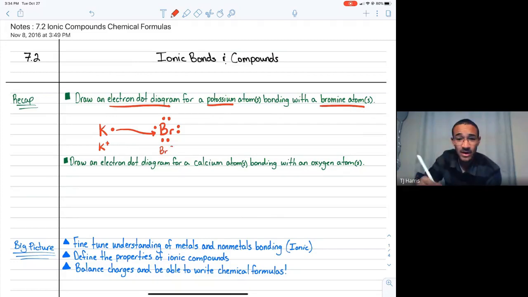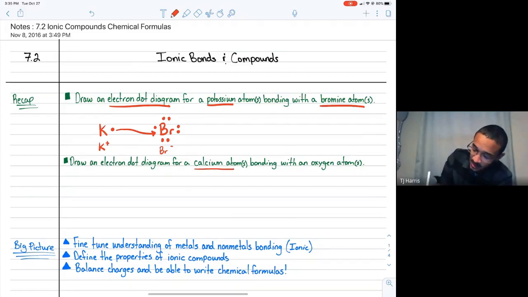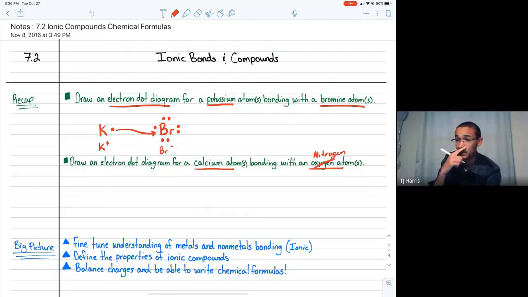We're going to talk today about what happens next. What do we need to draw next? Because we've drawn them: I gave this one away, now I'm K+. I've taken this electron in, now I'm Br-. What now? Let's try another example where I've got calcium and oxygen. And I'm going to scrap that. Let's do calcium and nitrogen, because I want to do something a little different.